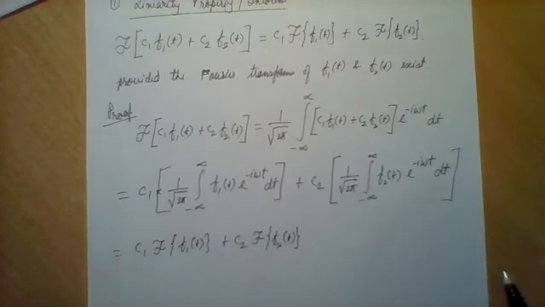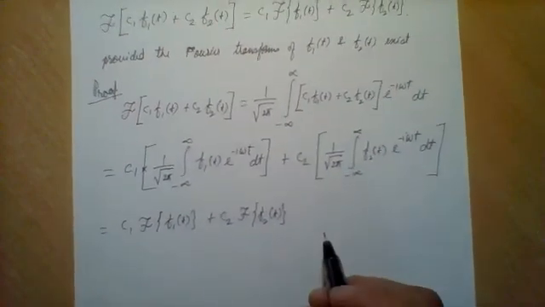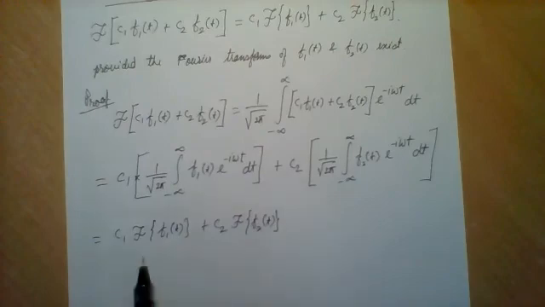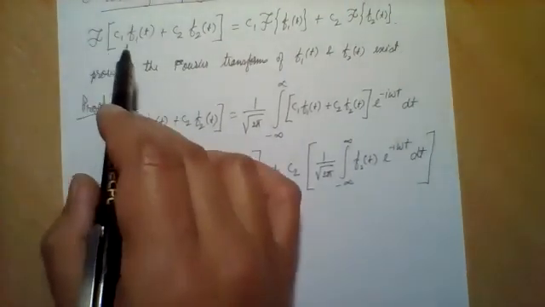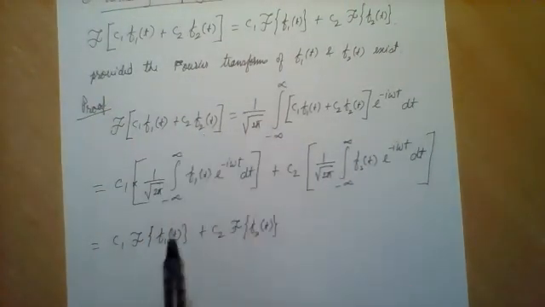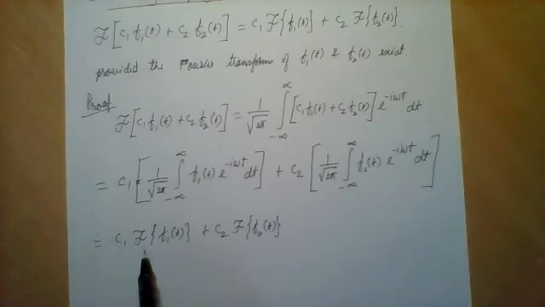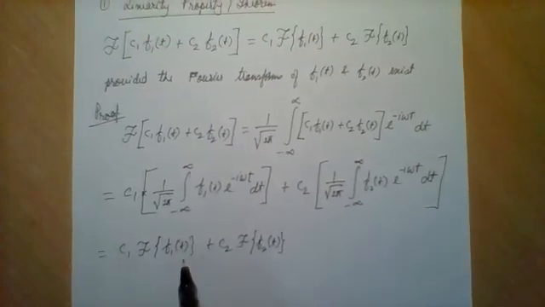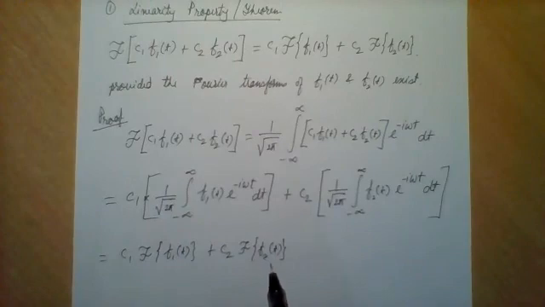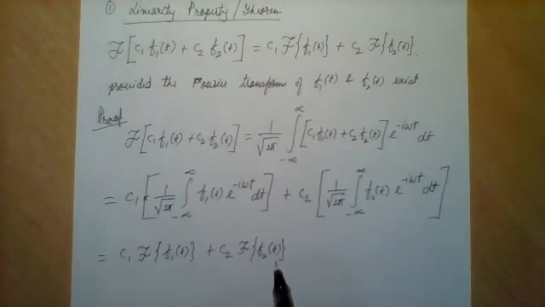So we have proved that the Fourier transform of C1 f1 of t plus C2 f2 of t is C1 times the Fourier transform of f1 of t plus C2 times the Fourier transform of f2 of t. Here we have proved the linearity property.